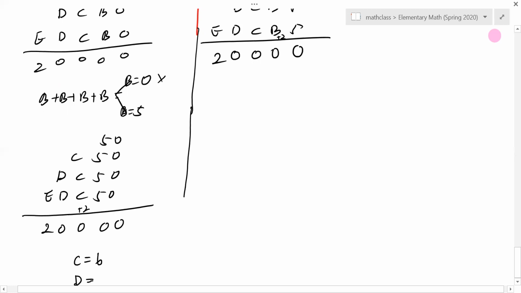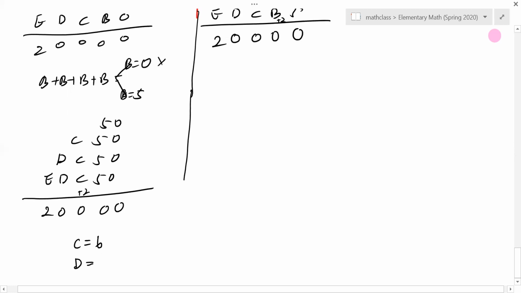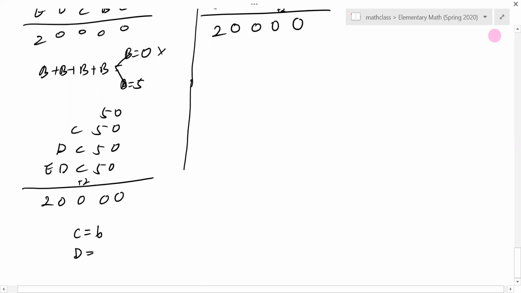Then D is going to be 2D plus 2. It's actually going to be 4. Okay. Then E is going to be 1. So from here you can quickly figure it out. So there's indeed a solution here. Okay, there's indeed a solution here.